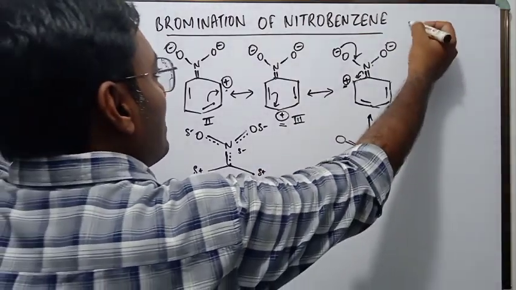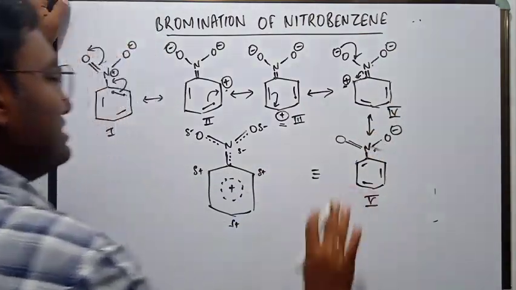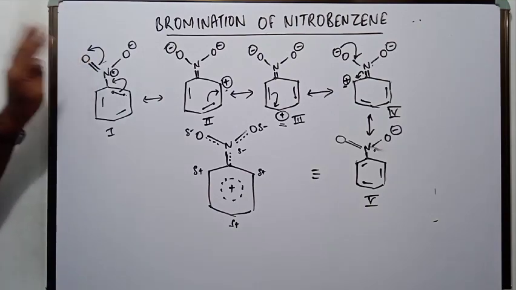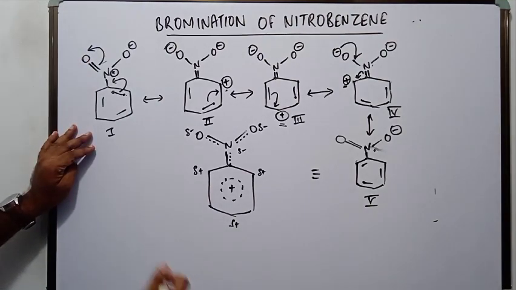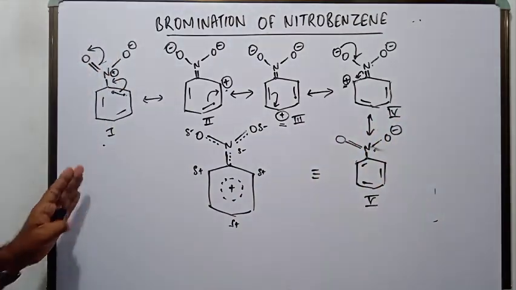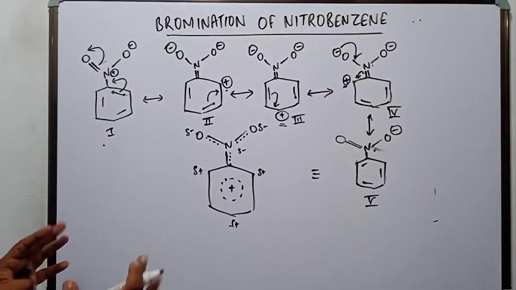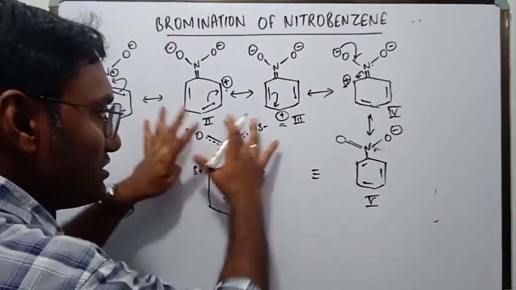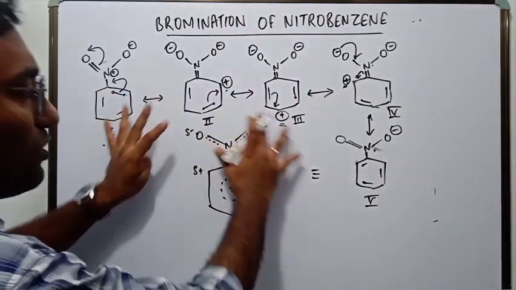So the benzene has made one full round, right? So the canonical forms, or the resonating forms, of nitrobenzene are finished. So how many structures are possible? 1, 2, 3, 4, 5. So we draw the hybrid. The combination of all these structures is called the hybrid structure. So we draw the hybrid structure.